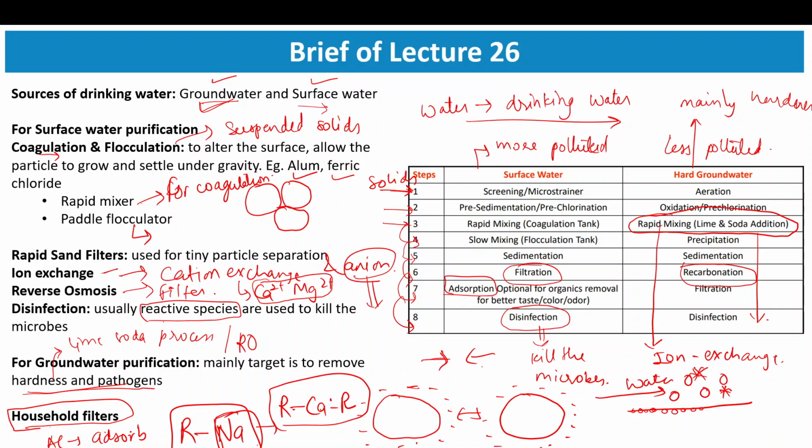Now RO will be able to separate the ions which are present in water. So RO is obviously there in series with it. This is how household filtration works. And mostly for groundwater, household filtration will be enough.